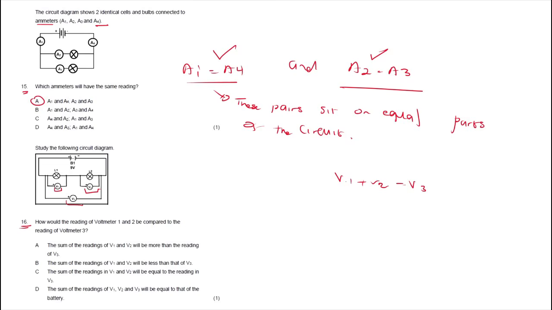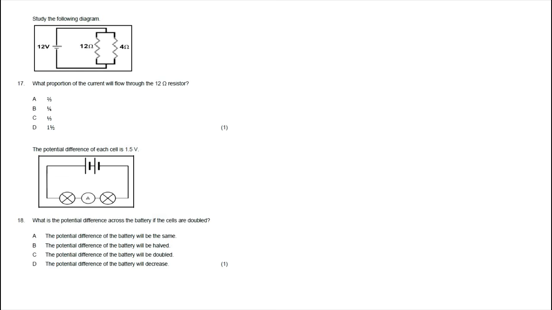So this basically means that voltages add in a series circuit. The correct answer will be C, which says that the sum of the readings in V1 and V2 will be equal to the reading in V3. The sum, they are referring to adding. So if we add V1 and V2, this will result in V3, right? And then next we will move to question 17. Question 17 says, study the following diagram.